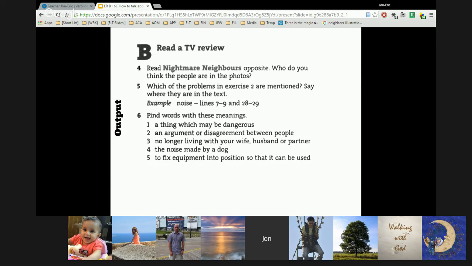Number 5, to fix equipment into position so that it can be used. This one, maybe the definition is more confusing than the real word. What about the people with the security camera so they could spy on their neighbors? Pointed? Yeah. Install it. Installed. Right. They installed a camera just to spy on their neighbors.